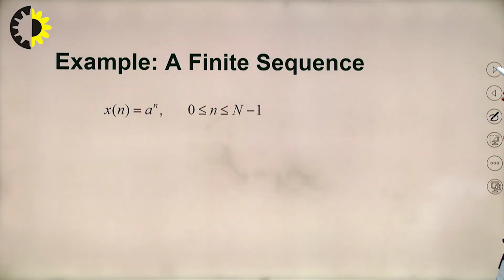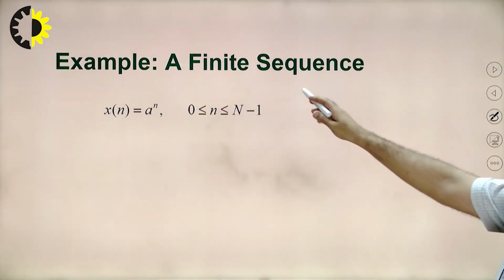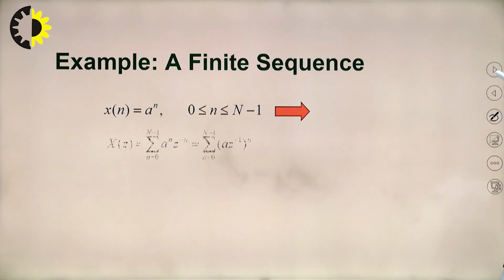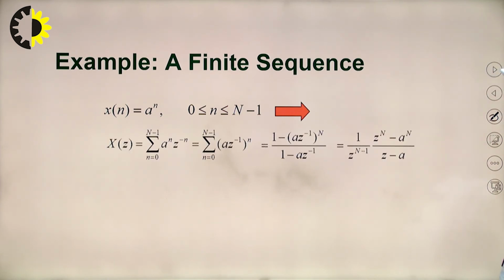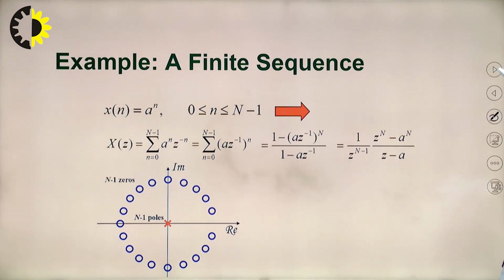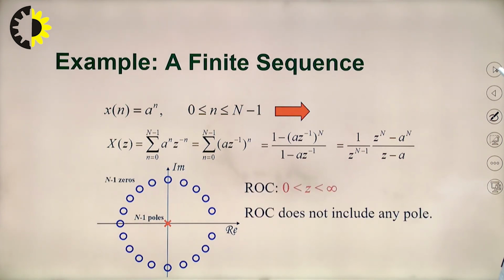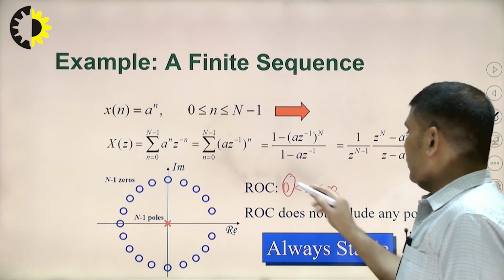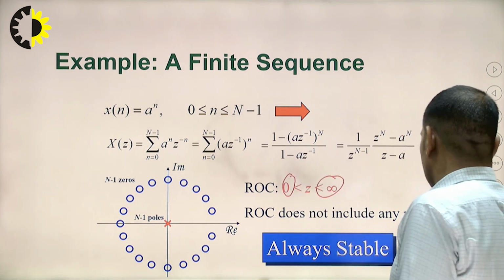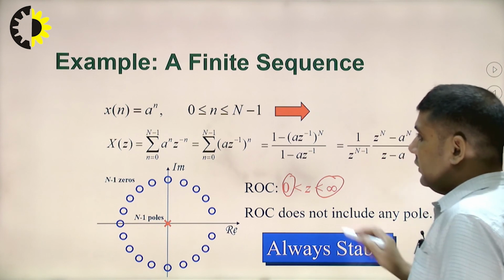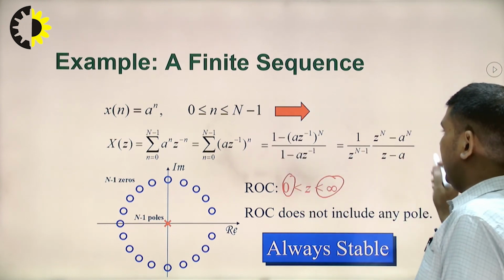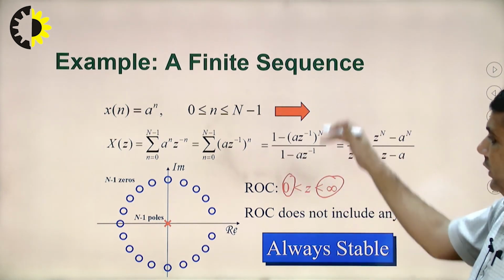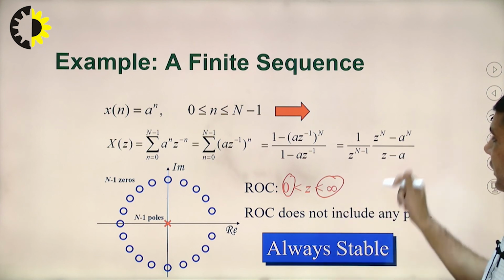So this is another example of a finite sequence. For the same, the ROC must be from 0 to infinity and the ROC does not include any pole, and this is always stable. So here the same thing is repeated again.